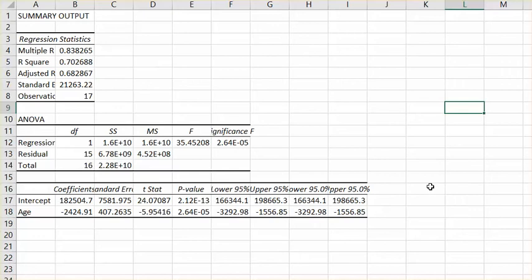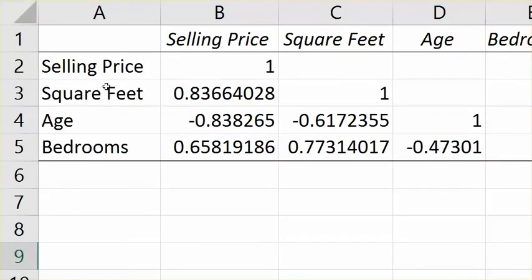So the first thing one would do, if one has more than one independent variable, is to build a correlation matrix. In this correlation matrix, we have it set up with selling price, square footage, age, and bedroom. Of course, if we correlate selling price with itself, we have 1 or 100%. If we relate selling price to square footage, we have 83.66, age 83.82, and bedroom 65.